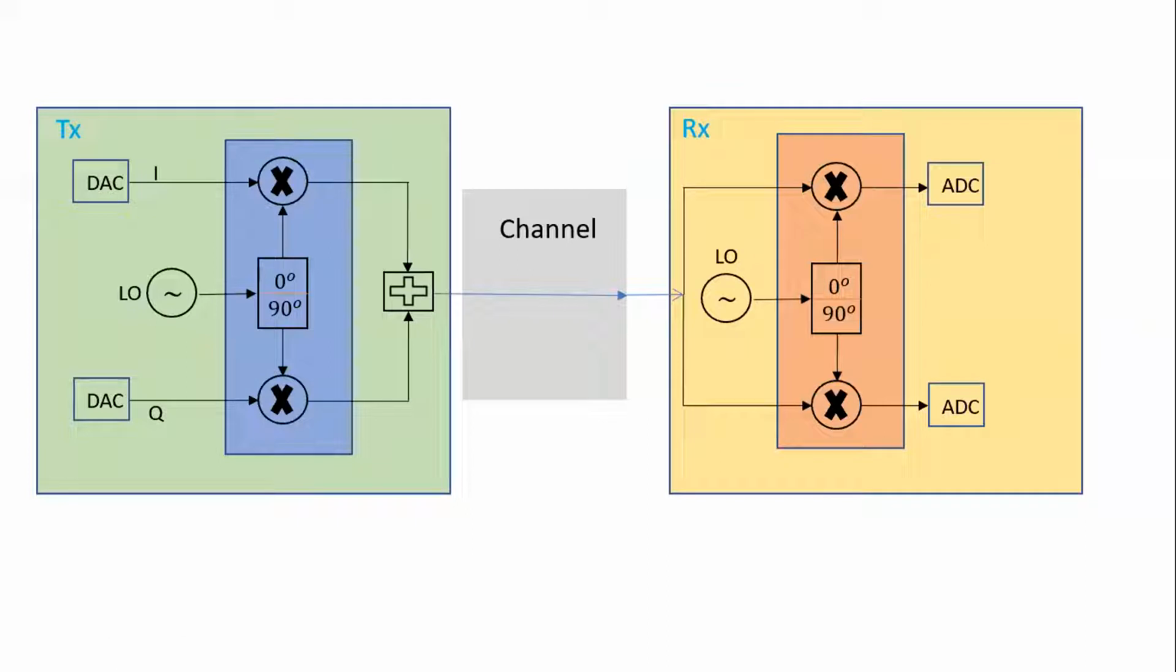Now, regarding the IQ impairments, we said that we are doing multiplication with cos 2 pi f_c t and sin 2 pi f_c t, summing and transmitting. Similarly, on the Rx, we are doing the opposite of that.